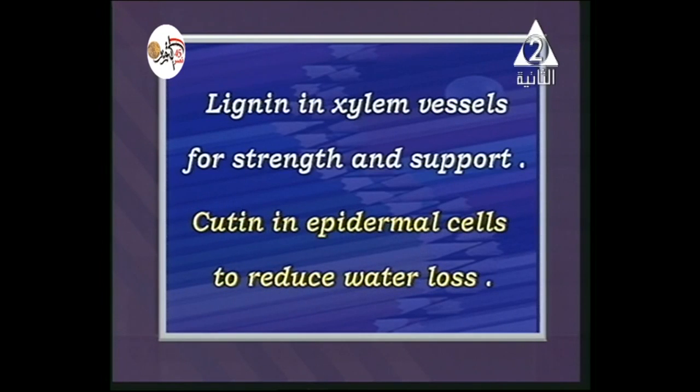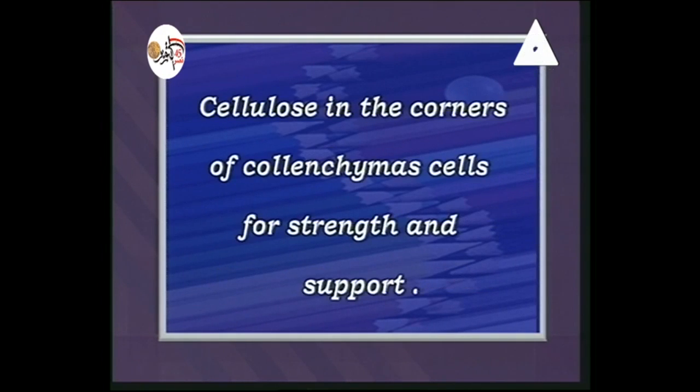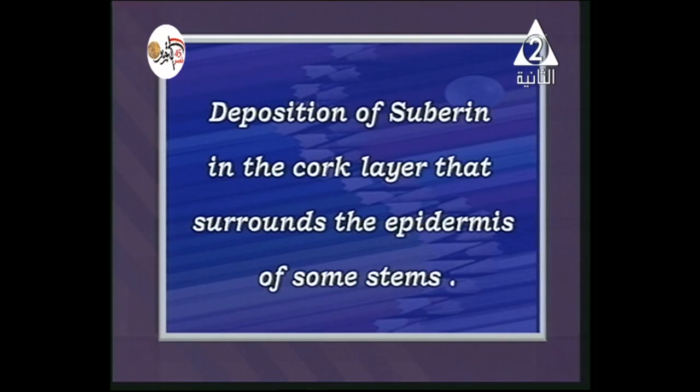Well, epidermal cells are cells that cover most of the plant. What does epiderm mean? Something that covers, a type of cells that cover the plant. Okay, so epidermal cells are found on the plant leaves, on the surface of the plant, not inside it. And also we have cellulose in the corners of parenchyma cells for strength and support. And we have a lot of examples, such as deposition of suberin in the cork layer that surrounds the epidermis of some stems of the plant.